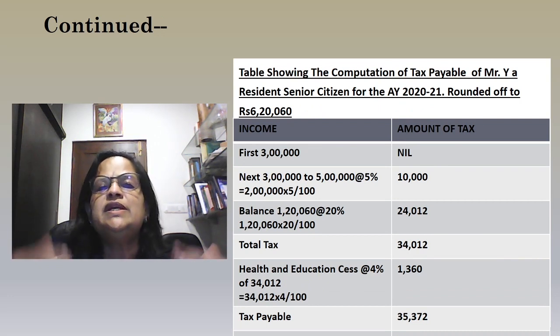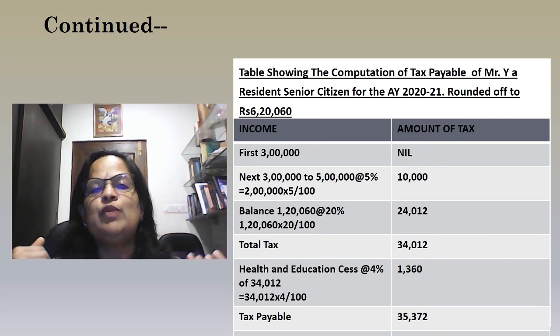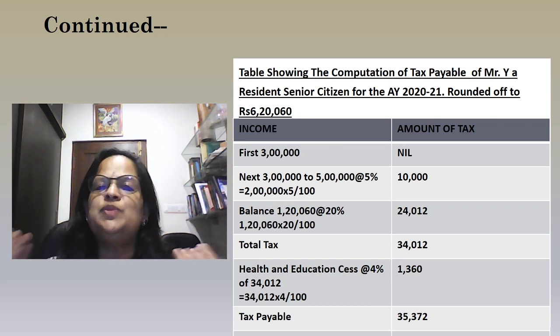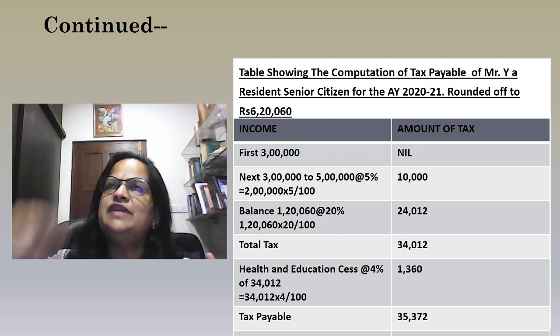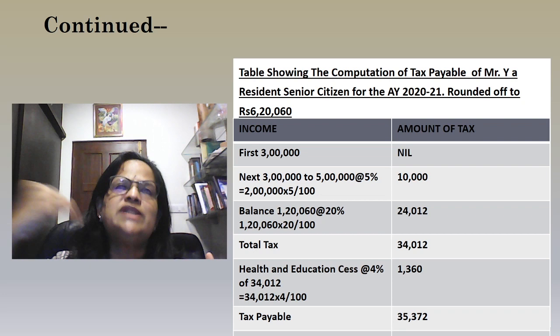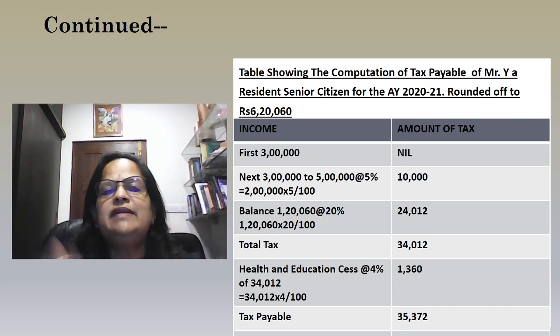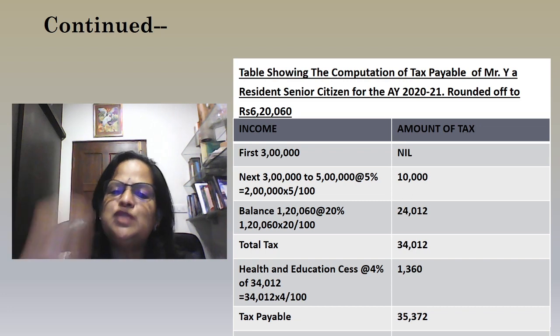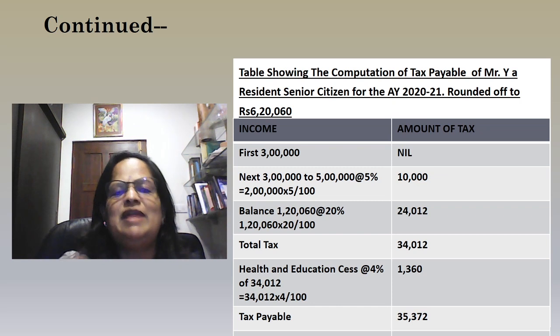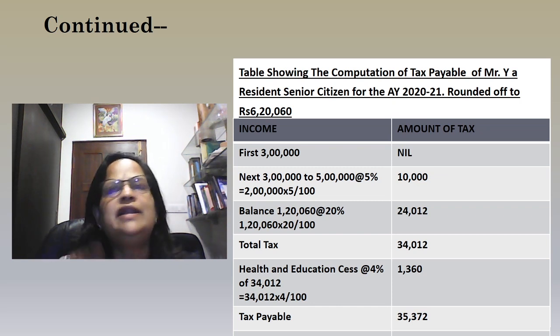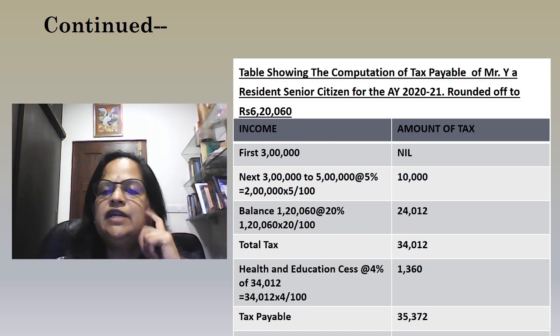The next problem: table showing the computation of tax payable of Mr. Y, a resident senior citizen for the assessment year 2021, with income of 6,20,060. These three classifications show how much exemption they get based on age. The first 3 lakh in this case is nil. The next 3 lakh to 5 lakhs is 10,000, that is 5%, 2 lakhs into 5 by 100. Next, on the balance 1,20,060, that is 6,20,060 minus 5 lakhs, at the rate of 20%, the value is 24,012. So total tax is 34,012.